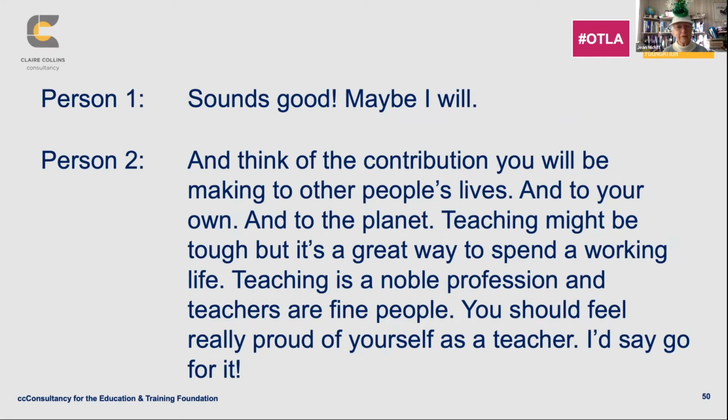And think of the contribution that you'll be making to other people's lives and to your own and to the planet. Teaching might be tough, but it's a great way to spend a working life. Teaching is a noble profession and teachers are fine people. You should feel really proud of yourself as a teacher. I'd say go for it.